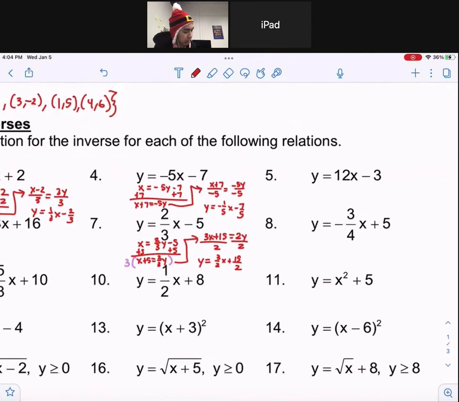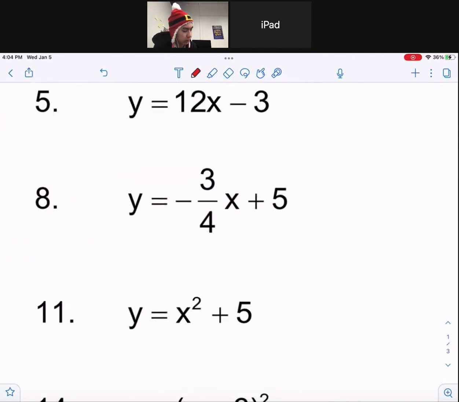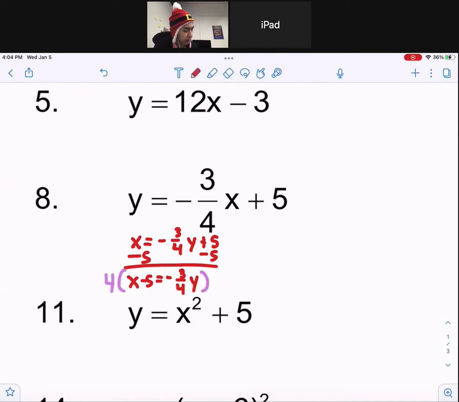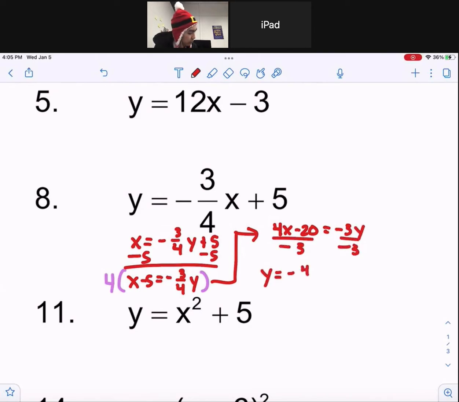If we tried number 8, you would switch your variables and then solve for this new y. Subtract 5 from both sides. Now, to get rid of that denominator of 4, multiply the whole thing by 4 so that we deal with nice, clean, whole numbers. Then divide both sides by negative 3. So your inverse function is going to be negative 4/3 x plus 20 all over 3.